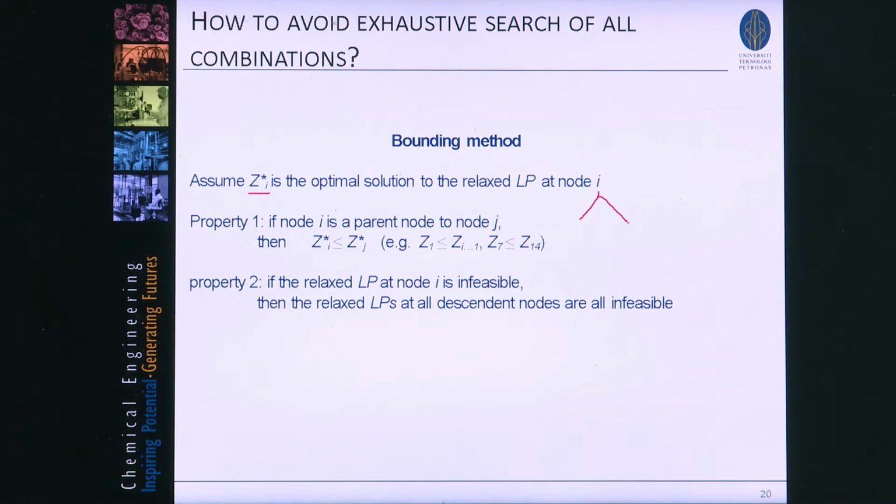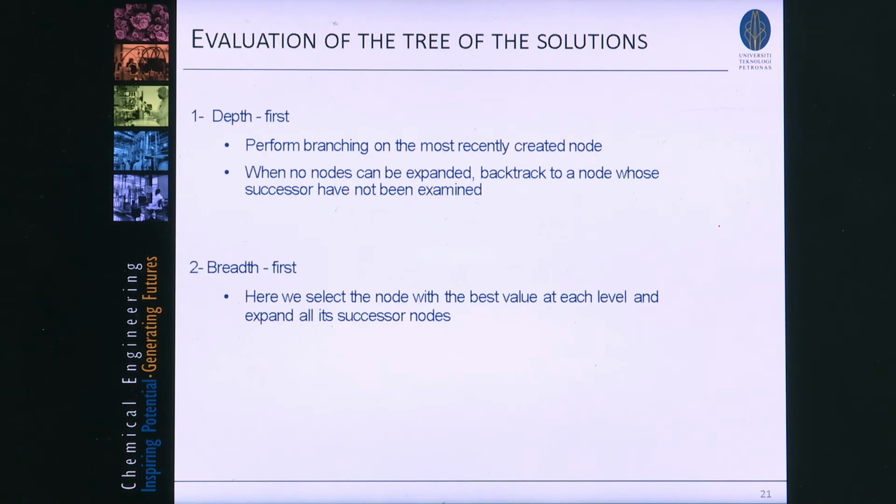And number 2 is, if this is not feasible, that means all of these descendants are all infeasible. That's true. So this has to be lower than this and that. That's number 1. Number 2 is then if this is not feasible, we don't have to waste our time to find the child or the branch out of this node I, because if I is not feasible, then its branches J are all infeasible.